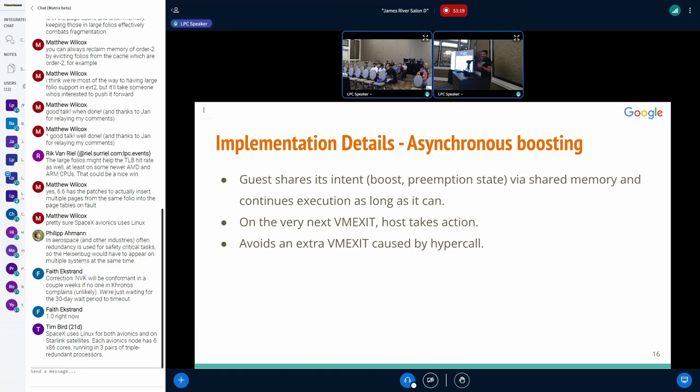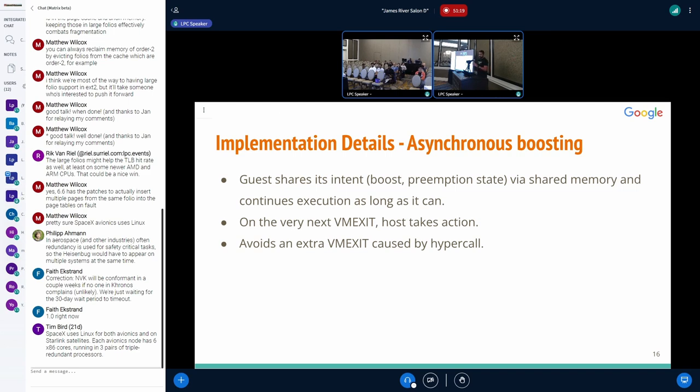And like I said, we don't do the boosting as soon as we start something important. Our POC does the boosting only when needed. So we hacked the VM exit path to detect that. First of all, the guest sets its intent in a structure that is allocated, saying that it's running something important now, or what the preemption state is. So if preemption is disabled, that's also stored in that structure. That's all in memory. There's no boosting that has happened yet.